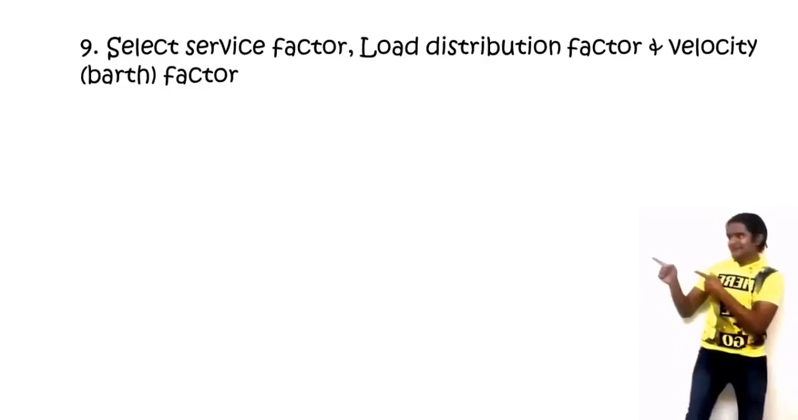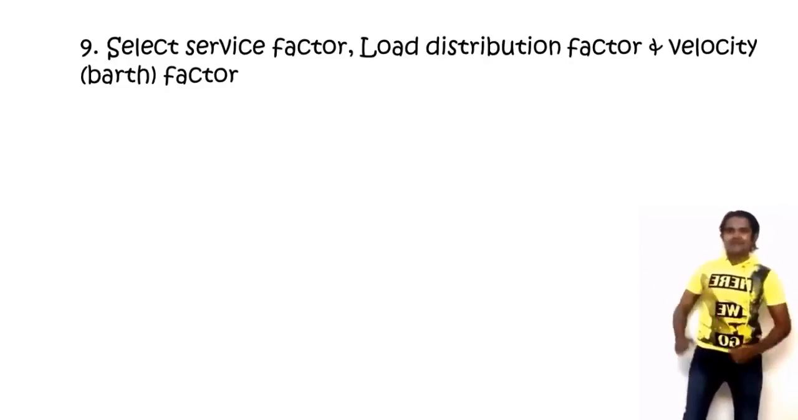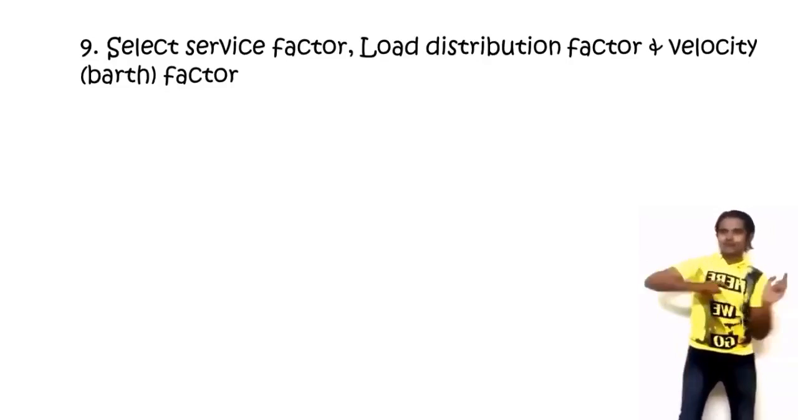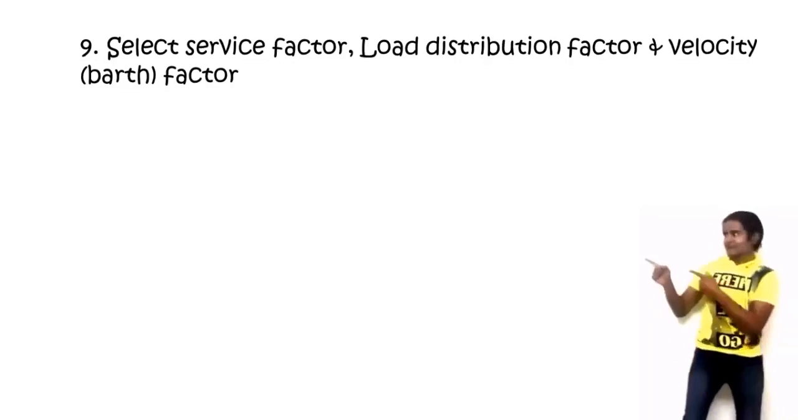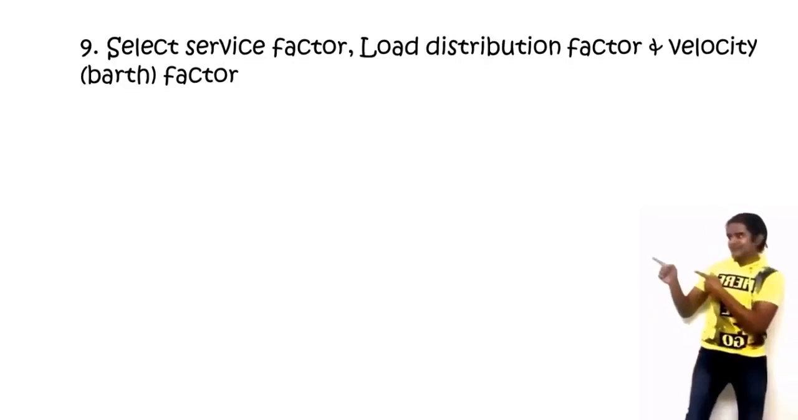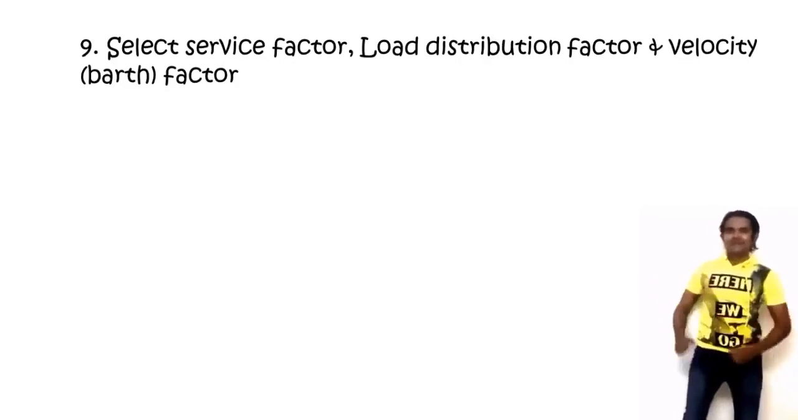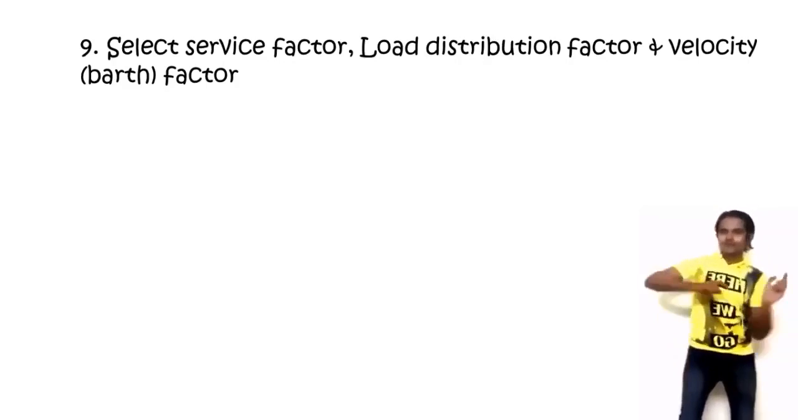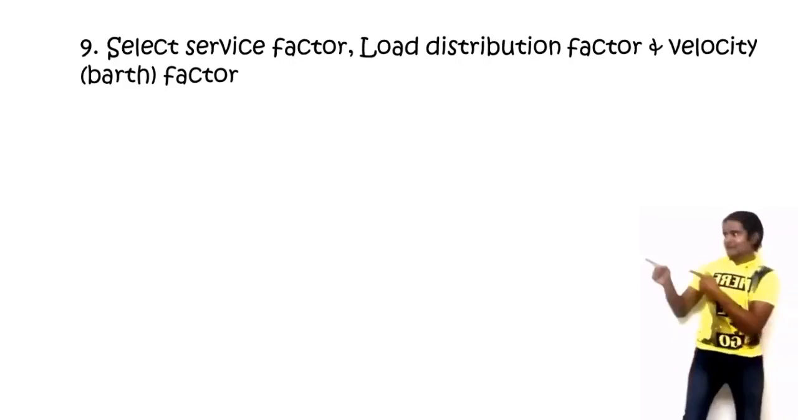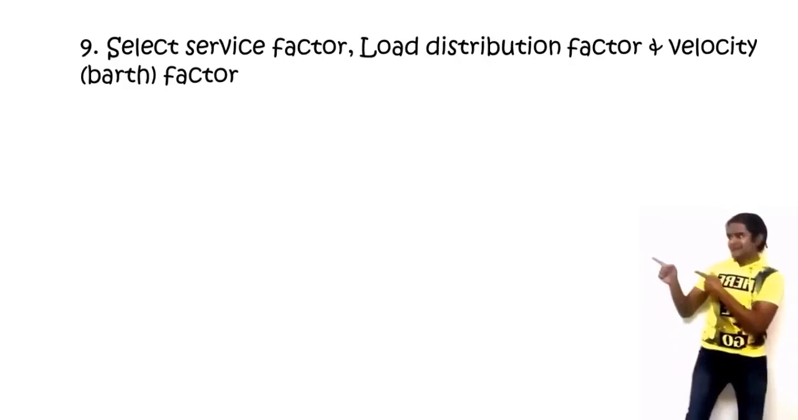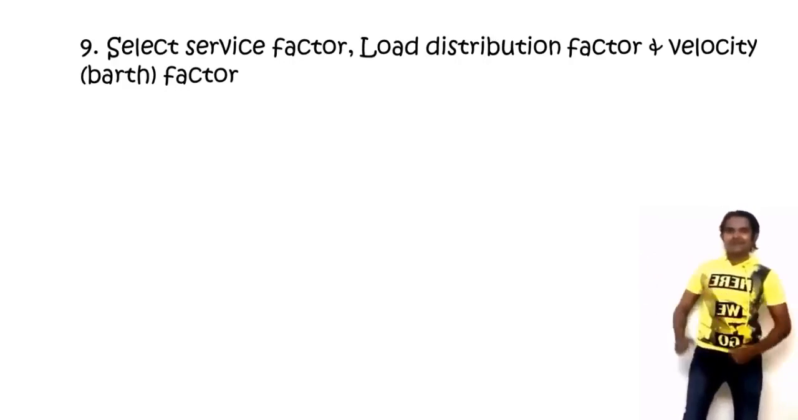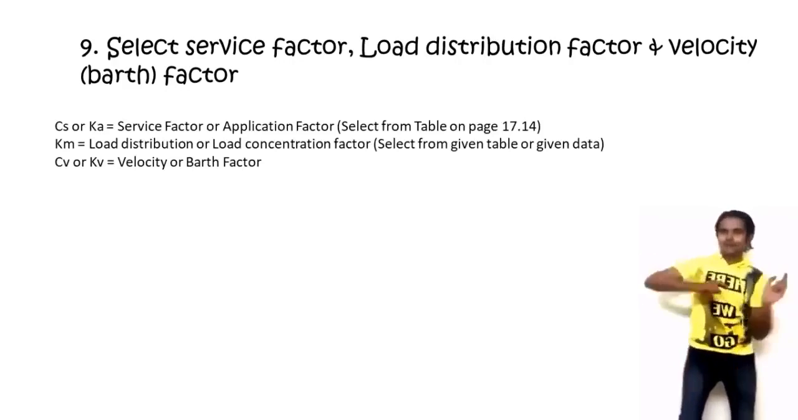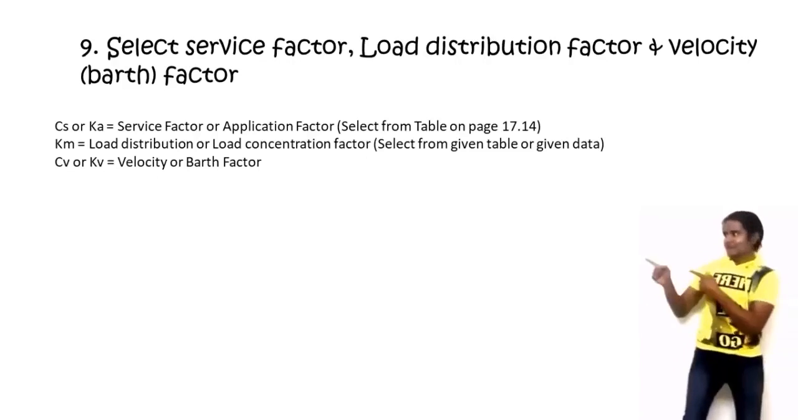Now once you have calculated step number 8, step number 9 is to select the service factor, load distribution factor and velocity factor, the Barth factor. Service factor in the Bhandari design data book is called CS. Load distribution factor is not there in the Bhandari design data book, but in some books it is given as KM. And velocity factor, Barth factor, is CV or KV. So CS or KA is the service or application factor.